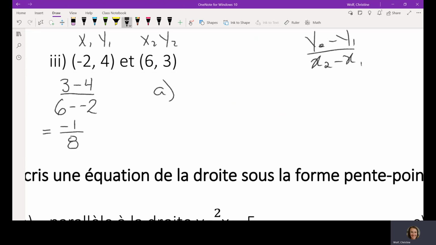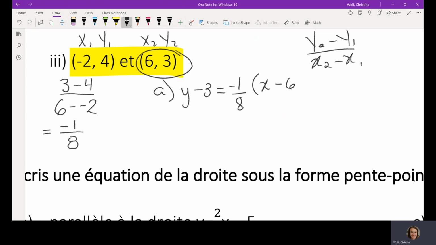So, la première question, c'est OK, c'est quoi la forme pente-point? Pour la forme pente-point, on a besoin d'une pente, which we have, et un point. Do I have a point? Yeah, I was given 2, right? I was given these 2 options of points. So just pick one and write your equation. I'll choose this one, 6, 3. So, c'est y. La valeur de y, c'est 3, so j'ai écrit négatif 3. J'ai trouvé que la pente est négatif 1 sur 8. And then x moins 6. You can choose the other point, right? Doesn't matter. This is where it gets funny.